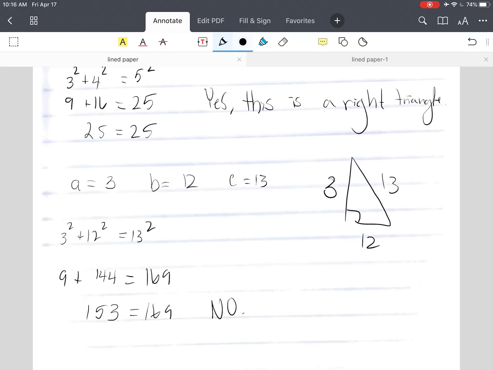What does that tell you then? Is this a right triangle? You're absolutely right. This is not a right triangle. It has to be true for it to be a right triangle.